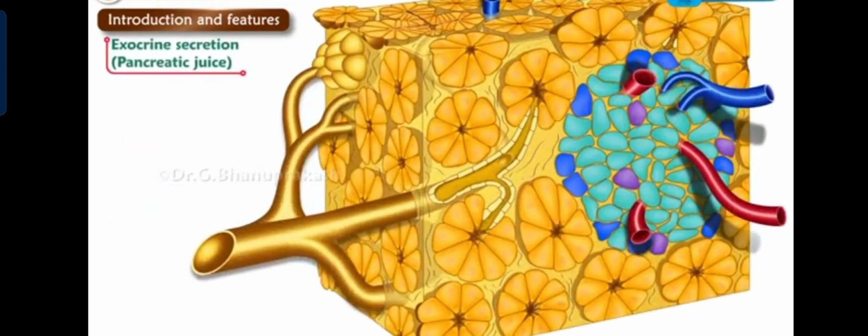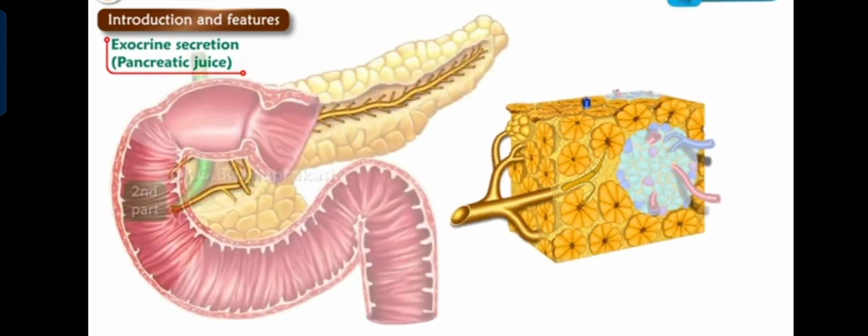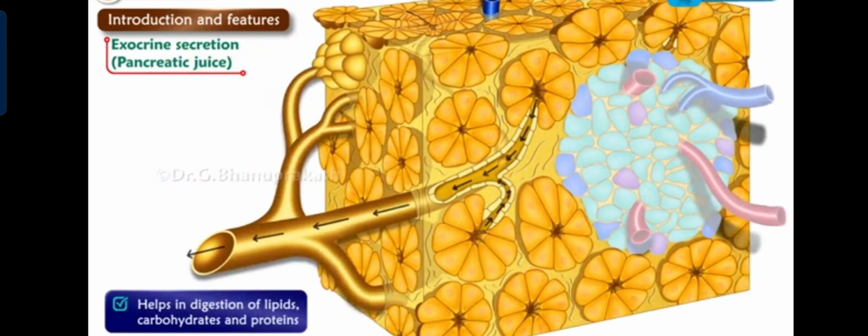It has two parts, endocrine and exocrine. The exocrine secretion, that is pancreatic juice, carries digestive enzymes into the second part of the duodenum, where the main pancreatic duct and the accessory pancreatic duct secrete their secretions, which helps in digestion of lipid, carbohydrate and protein.